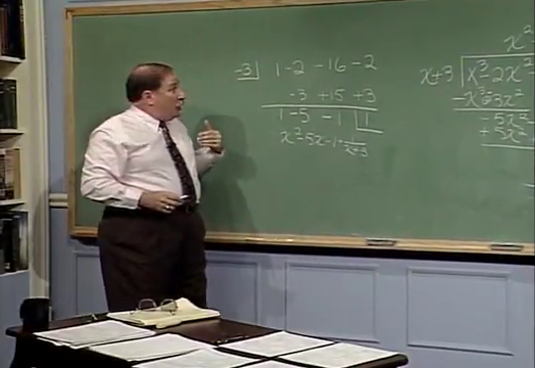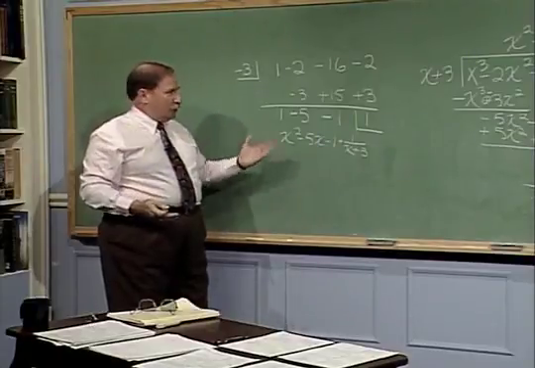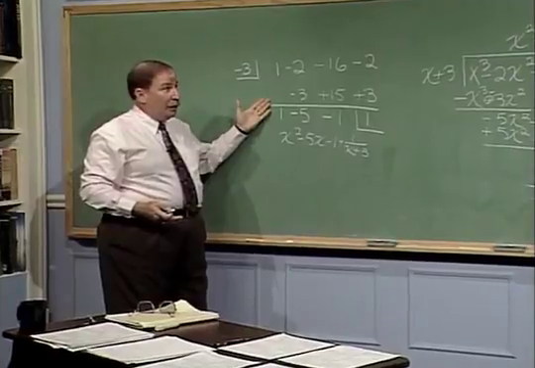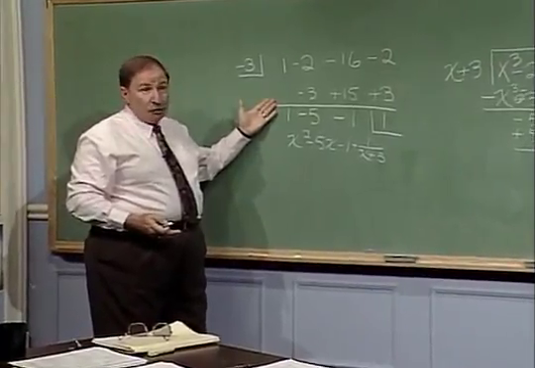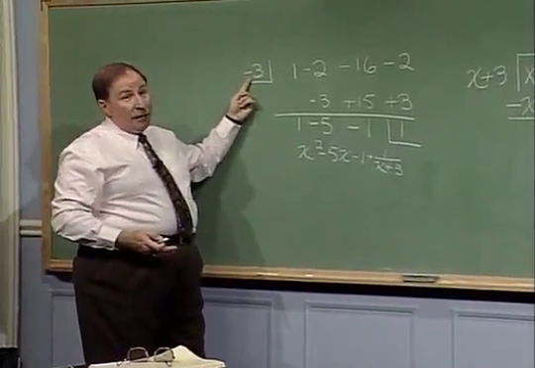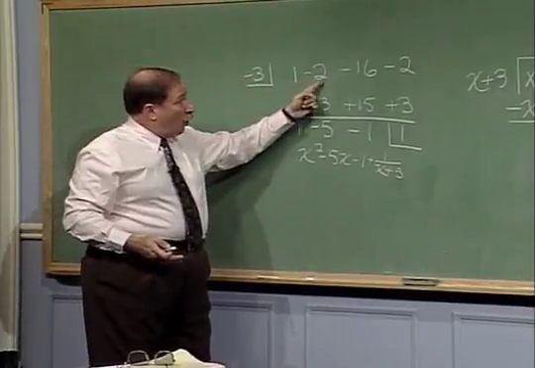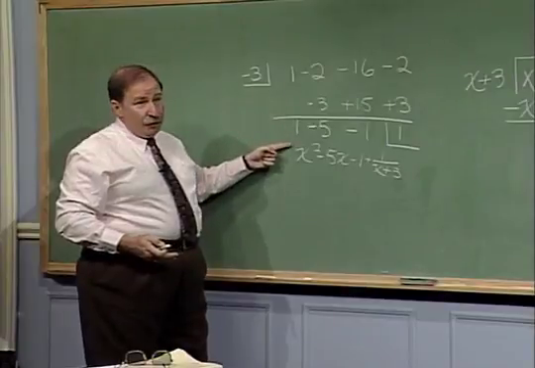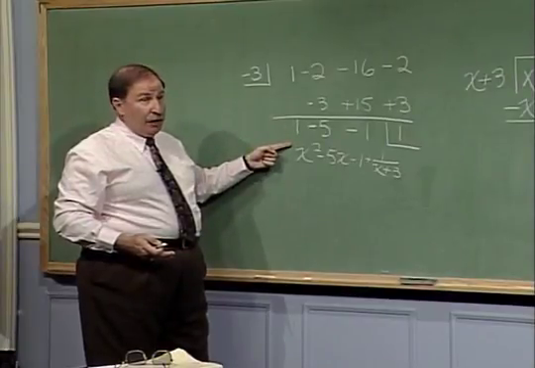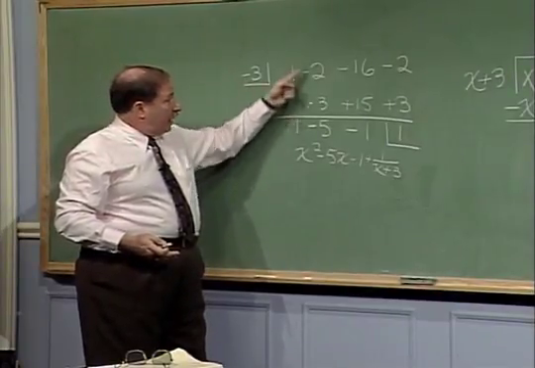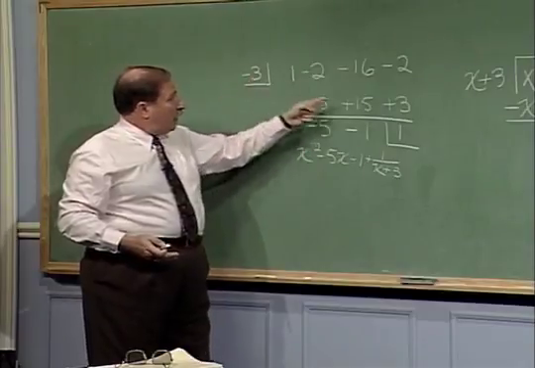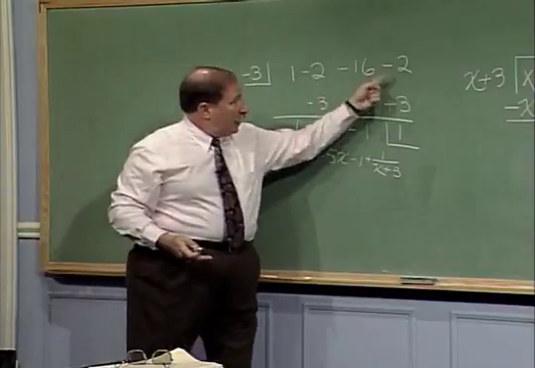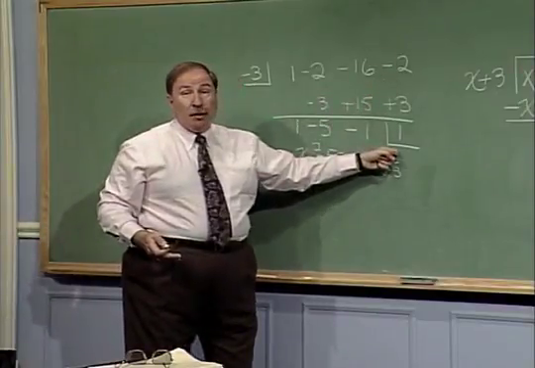And again, we've gone through it slowly, so it seems like this method is certainly not more efficient. But in reality, all you do when you're dividing by x plus 3 is change the sign, make it negative 3. Write down the coefficients of the number you're dividing into. Bring down the first coefficient, because that's going to be the lead coefficient of the answer. Multiply, add, multiply, add, multiply, add, and the last term is your remainder.